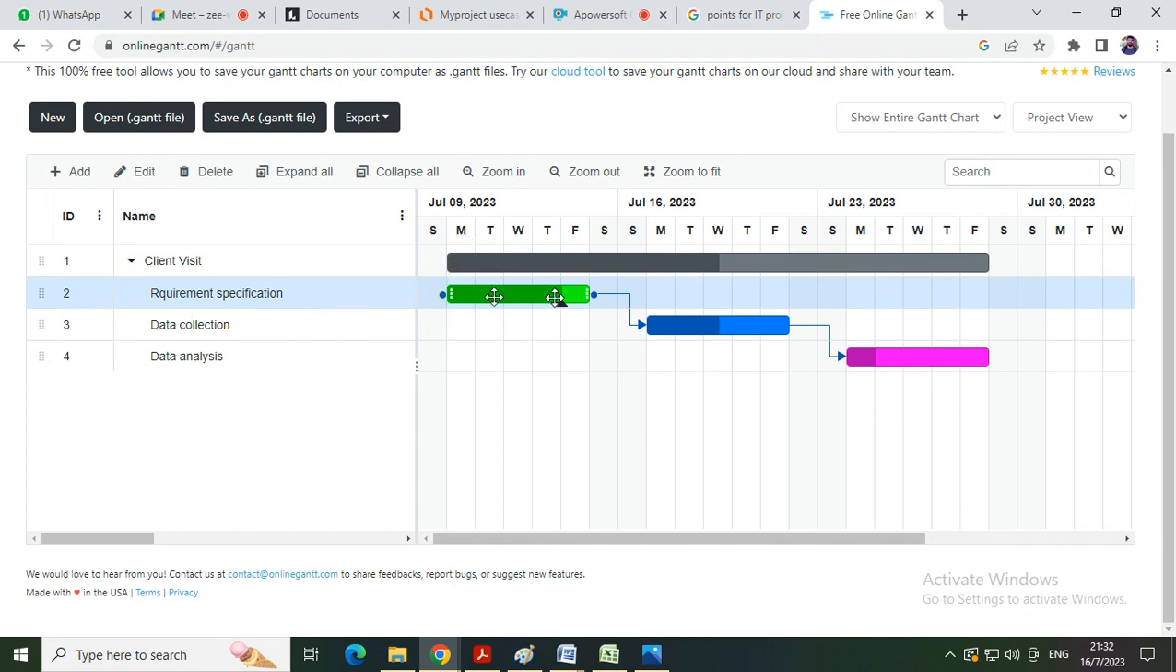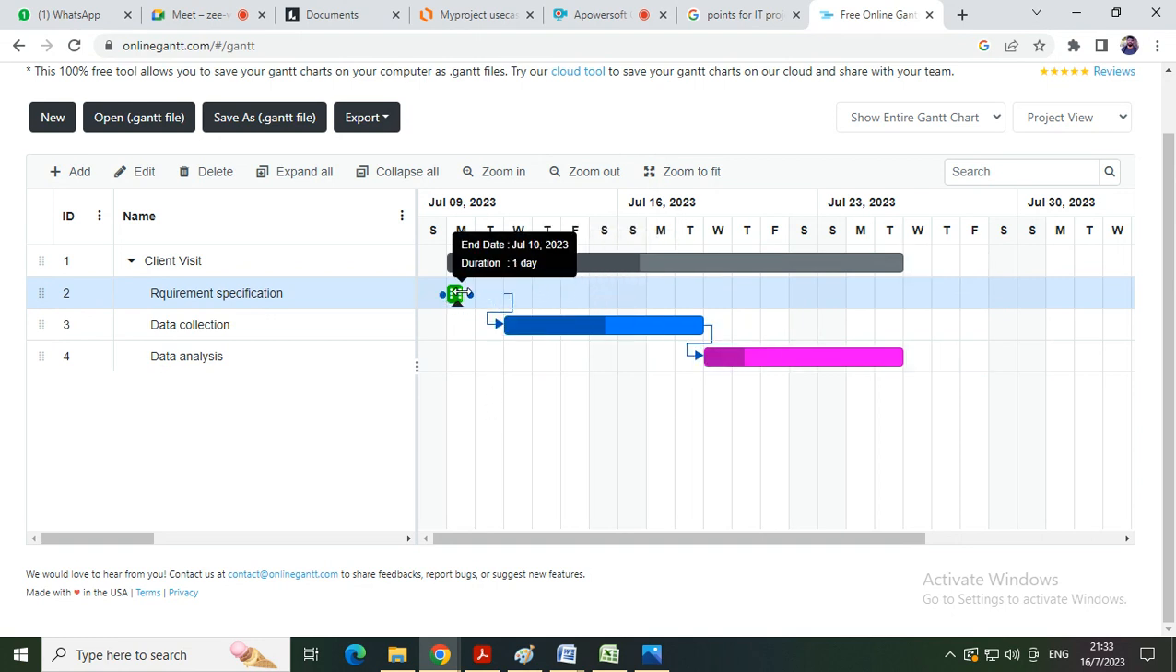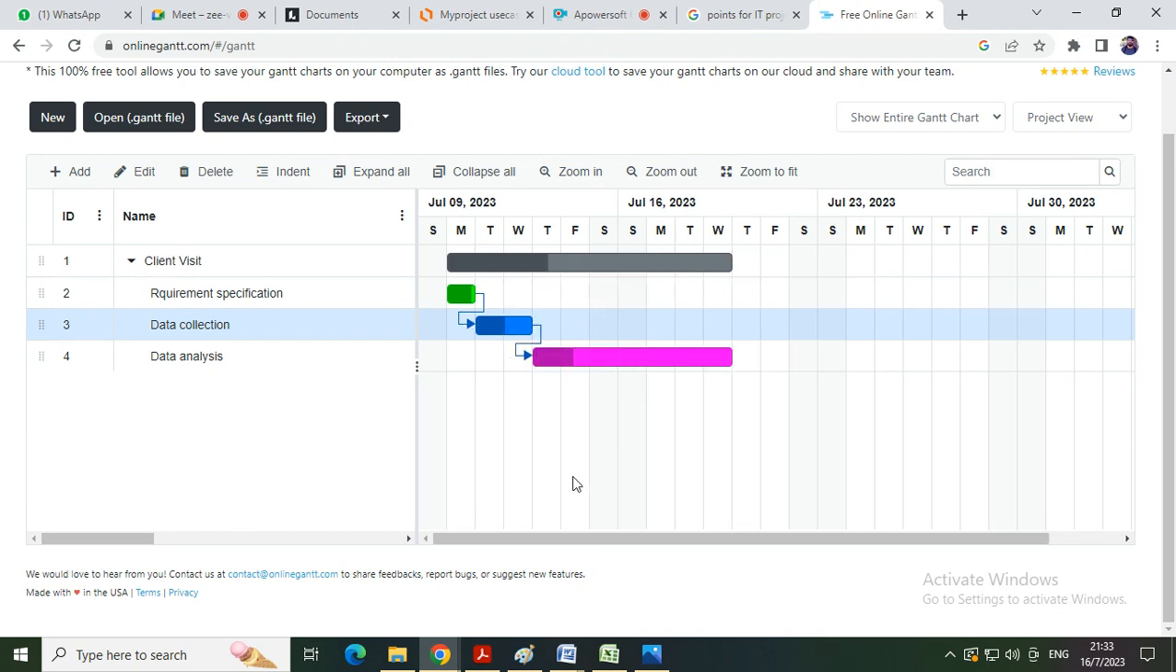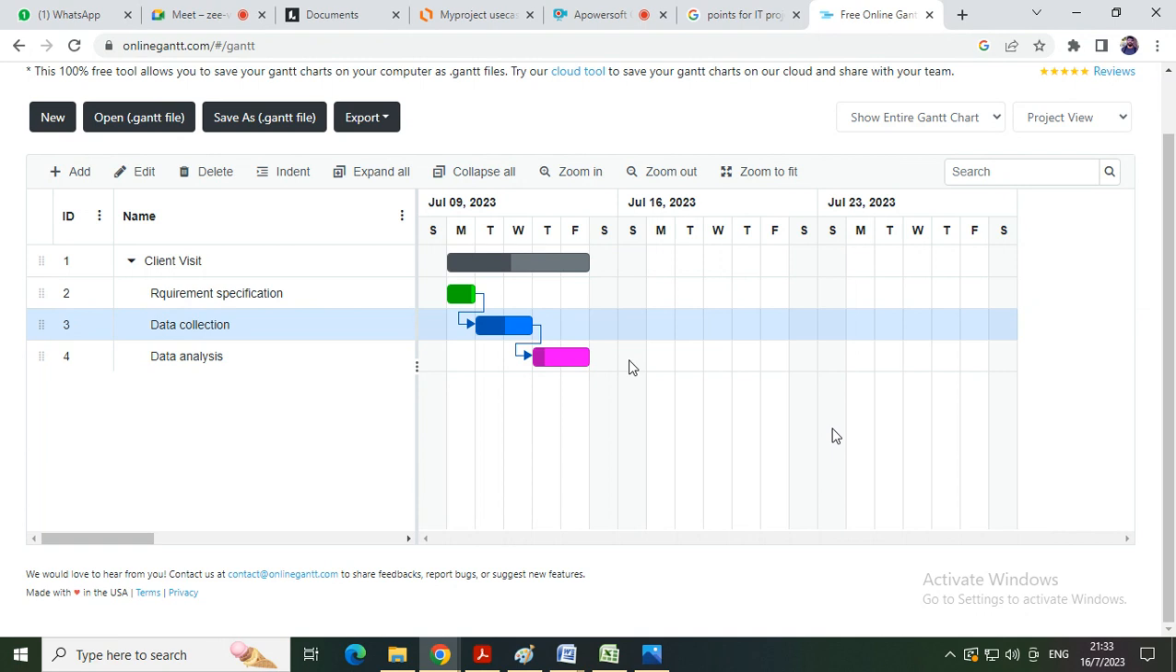Now for requirement specification, you must not tell me that you spend the whole week, na? So you did it in 1 day terms. In this way. After that, data collection. For data collection, you took 2 days. See, Monday, Tuesday, and Wednesday, right? And data analysis. Now, after collecting the data, you must do data analysis. So you can put the data analysis part in that way. This is the simple task. You got it.